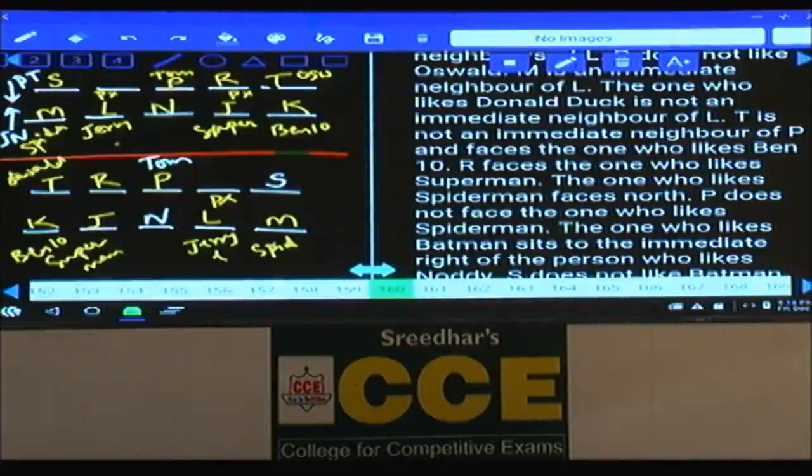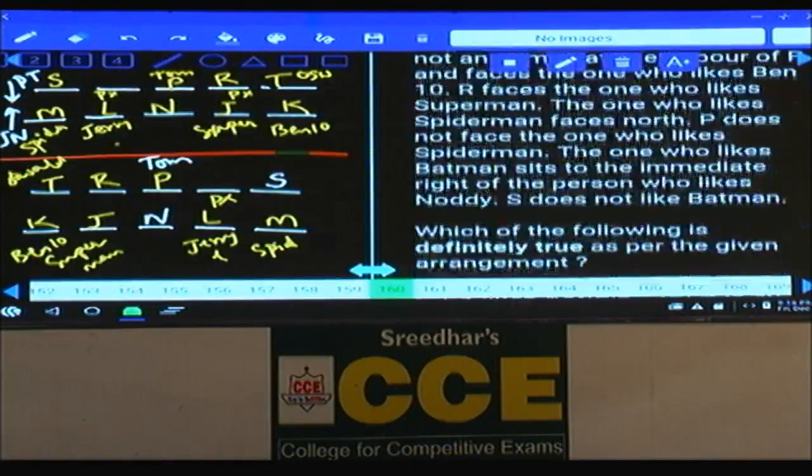And next one, P does not face the one who likes Spider-Man. The one who likes Batman sits to the immediate right of the one who likes Nudie. Hence S is Nudie, and this person is Batman. Batman is to the immediate right of Nudie. But S does not like Batman. As in the first case S likes badminton, this case is completely ruled out.